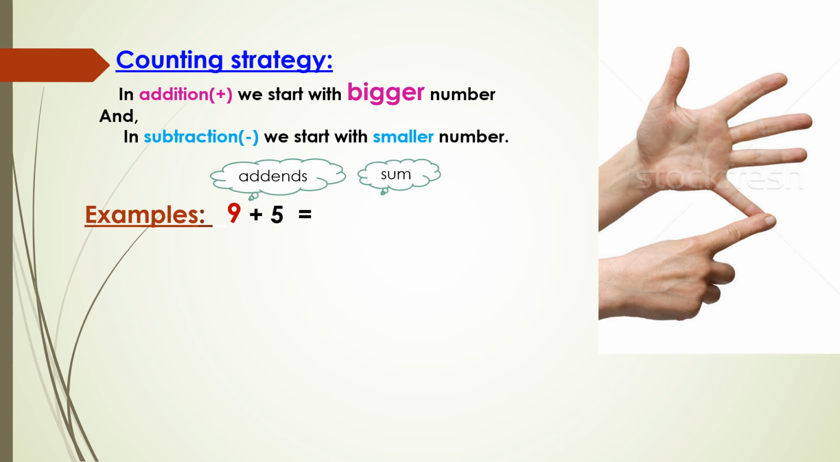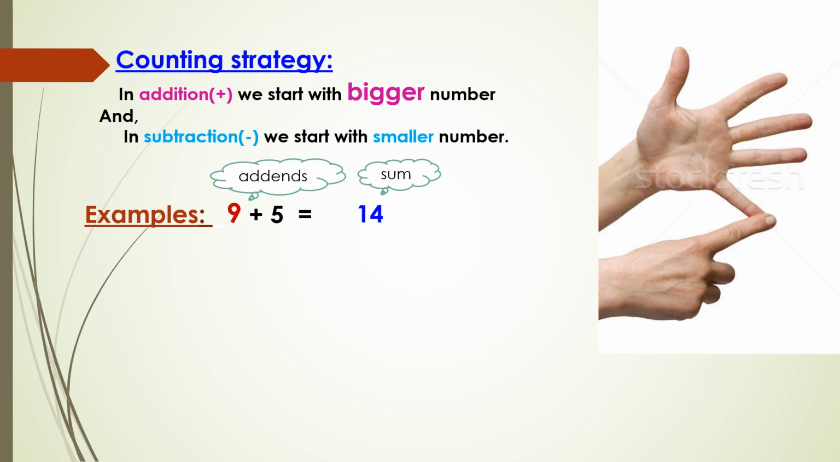So, how to solve 9 plus 5 using the counting strategy? It's addition, so we have to start with the bigger number. The biggest number here is what? 9. So I have to count after 9. After 9: 10, 11, 12, 13, 14. So the sum is 14.